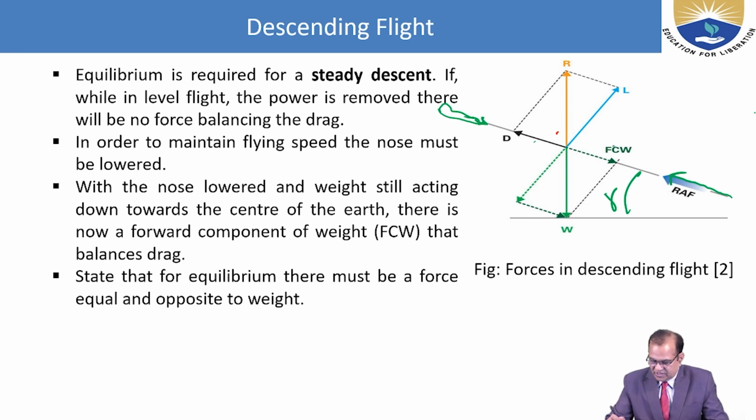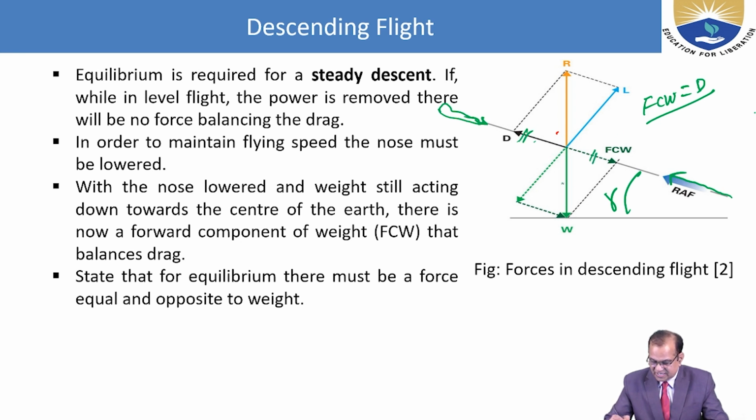So here we have a forward component of the weight, that is FCW. This FCW is balancing the drag. At equilibrium, there must be a force equal and opposite to the weight. So here FCW is equal to drag. Here thrust is not there. So now if you see, to counter this drag, we have this FCW.